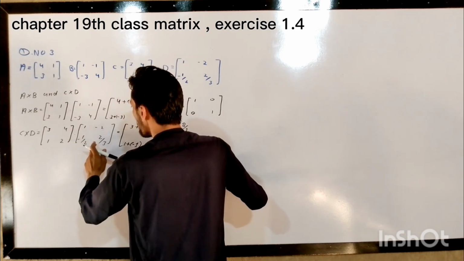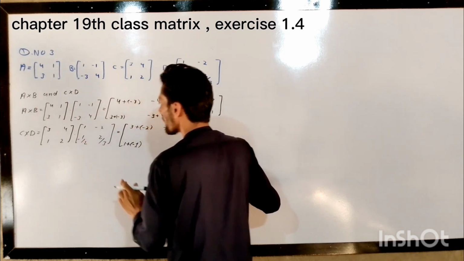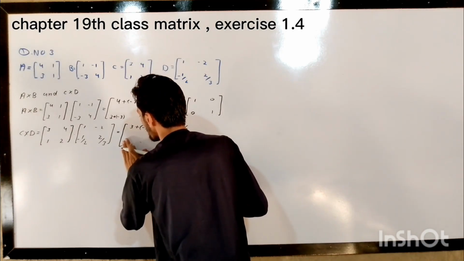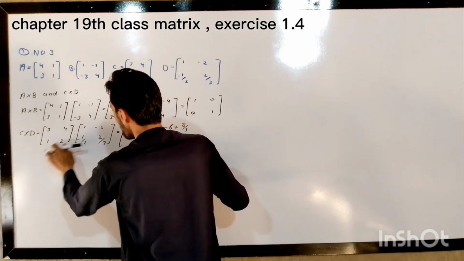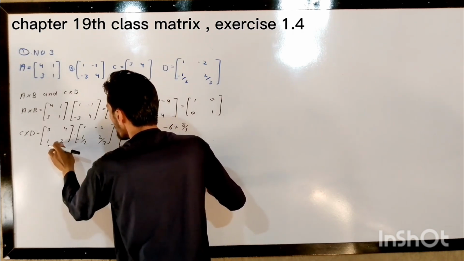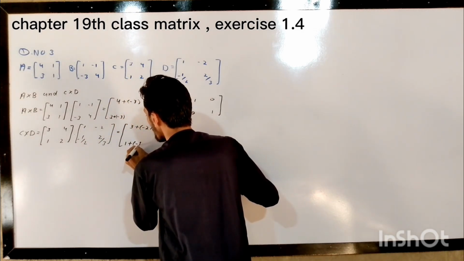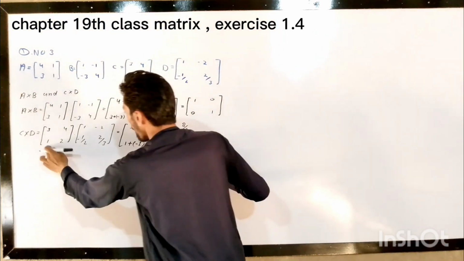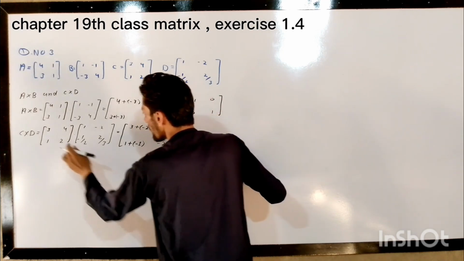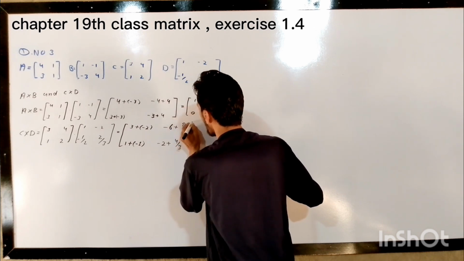2 with this 1 right now. Sorry for that. 1 multiply with 1 is 1 plus into 2. 2 multiply with 1 over 2, so it will be minus 1. Okay. 1 multiply with minus 2 is equal to minus 2 plus 2 multiply with 2 over 3 will be equal to 4 over 3.